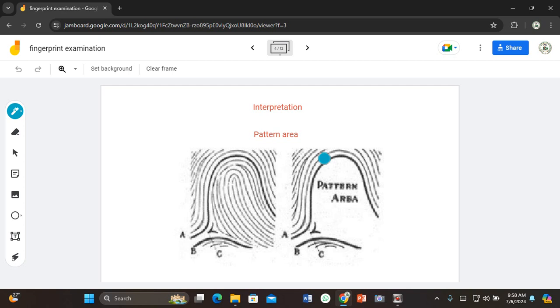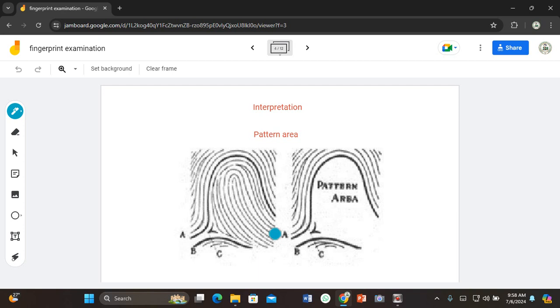So we are going to define what the delta is and what the core is, and the ridges between them, and the relevance of it. Now let's go to the delta. Or before that one, what is the pattern area? How can we know the pattern area?